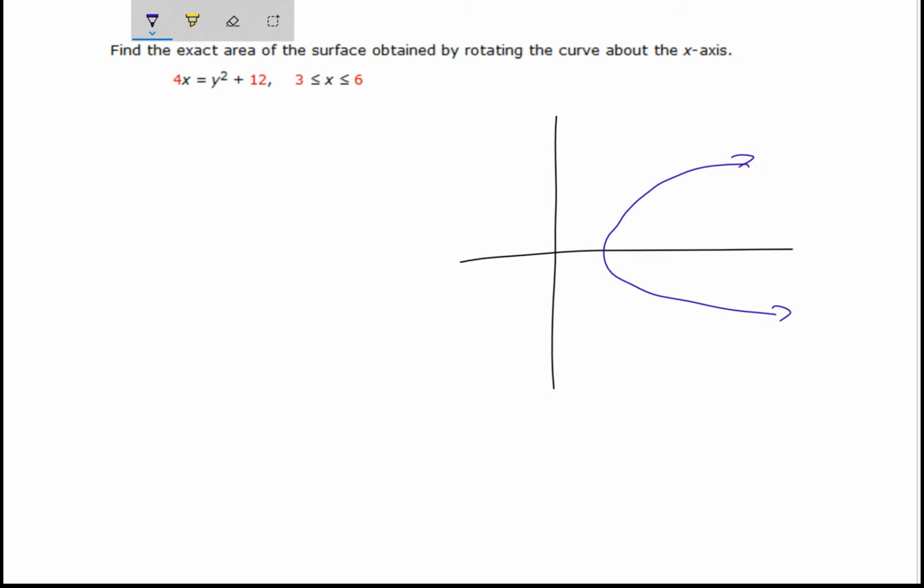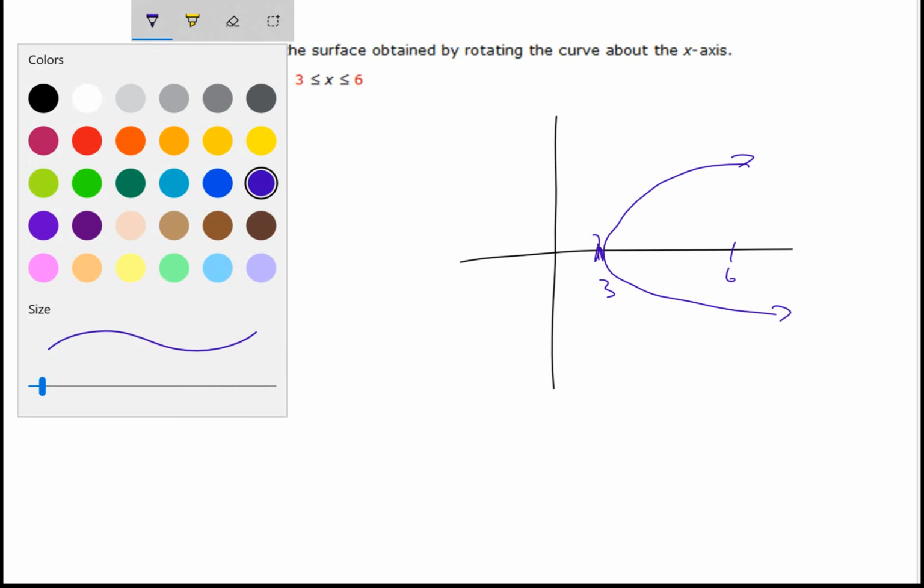Okay, so we want to find the exact area of this thing. All right, so we're going to revolve that about the x-axis. Okay, that's going to be a parabola, a sideways one, where this is 3, this little vertex, and we're going to go to 6. Okay, so we want to find the surface area.